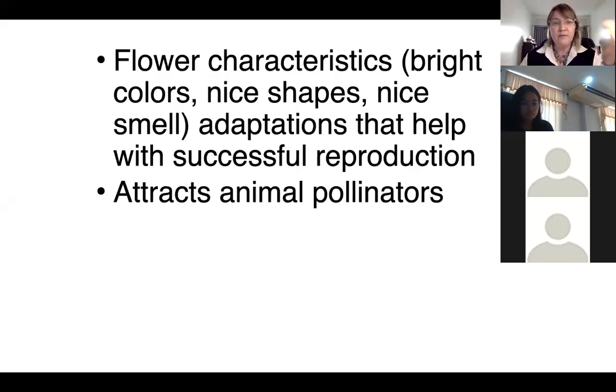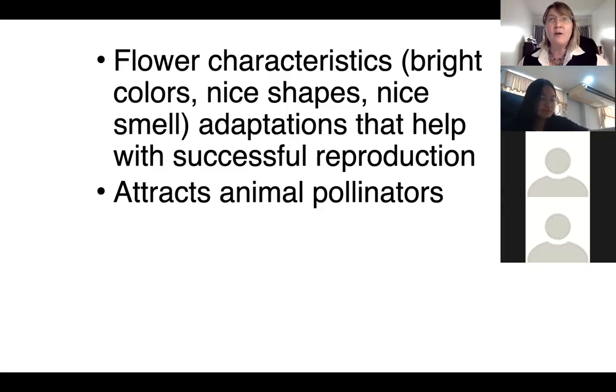So flowers are a huge adaptation for plant reproduction because it allows plants to attract animal pollinators. Not only that, but it's also a much more efficient way of reproduction. And you'll find out more details about that in this section.